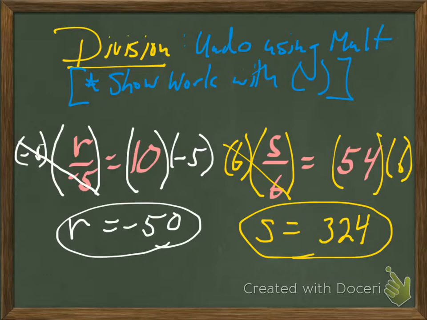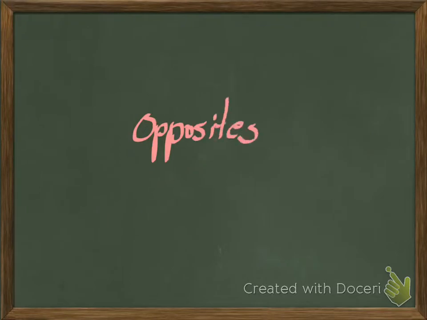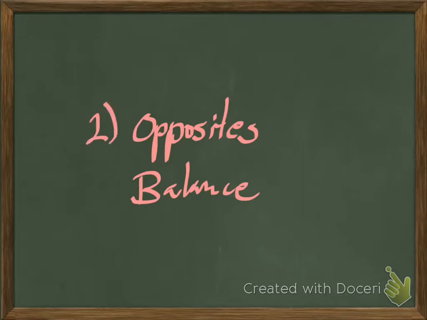All right? So that's how we solve one-step equations using multiplication and division. Keep in mind through all of this to always remember the idea of opposites and the idea of balance. When we look at the bigger scheme of things, opposites is going to be really step 2, and balance is going to be step 3.